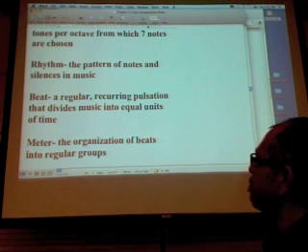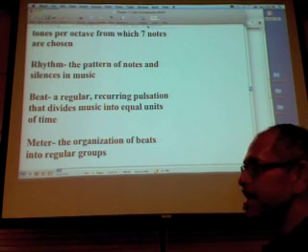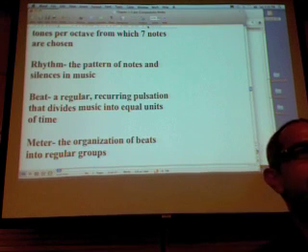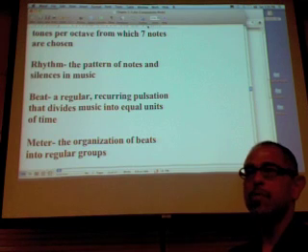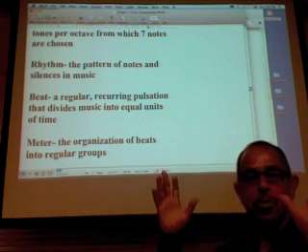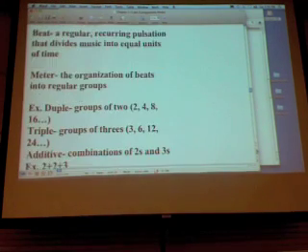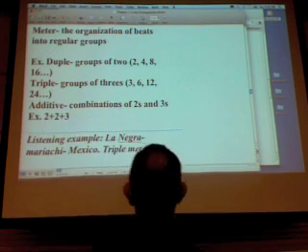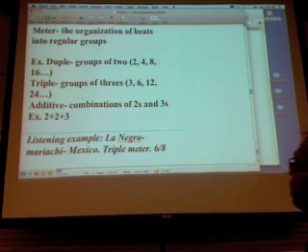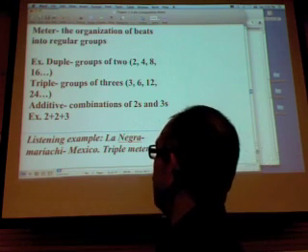A beat is a regular recurring pulsation that divides music into equal units of time. Furthermore, 99.9% of the time, those beats are organized into regular groups, and that is called meter. The most common way of organizing beats is into groups of 2, duple meter, and groups of 3, triple meter. So groups of 2 would be multiples of 2: 2, 4, 8, 16. Triple, groups of 3s, could be 3, 6, 12, 24. Actually, triple meter could be 9 as well, 3 groups of 3.